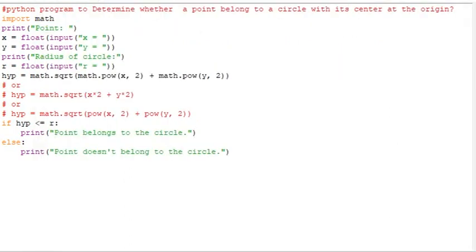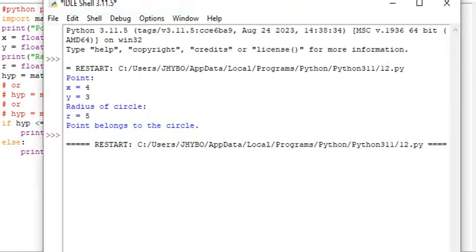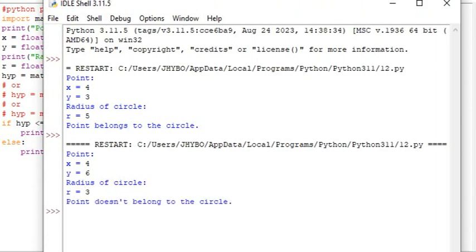Then let's enter another figure. When we enter 4, 6, and 3, the point does not belong to the circle.